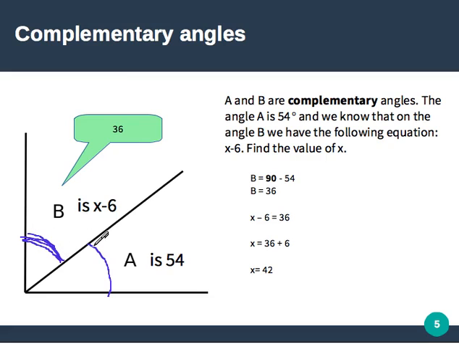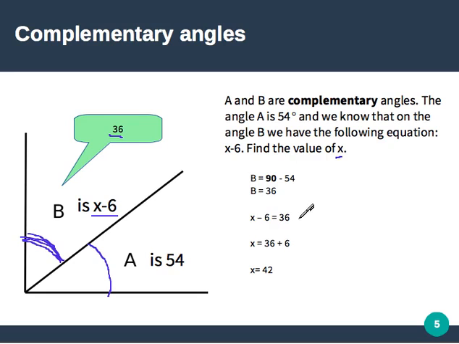Well, that's great, but we're looking for the value of x. What's going to be the value of x? This angle is B and its value is going to be 36. And they also tell us that this B is the same as x minus 6. So that means that x minus 6 equals the angle B, which is 36.